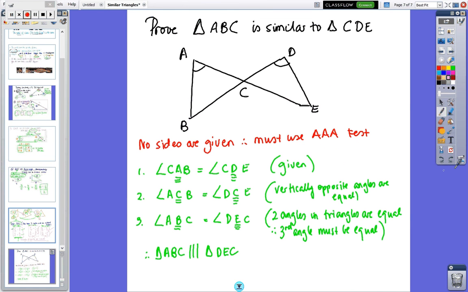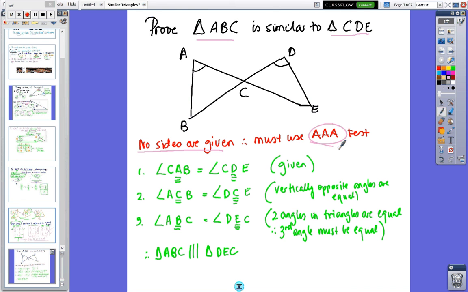Okay, so in this next one we have to prove that triangle ABC is similar to CDE. Okay, so we have to use a proof. Now we've got no numbers, so we've got no sides. There's no numbers, so the only test we can use is AAA. Okay, we can't use side, side, side.